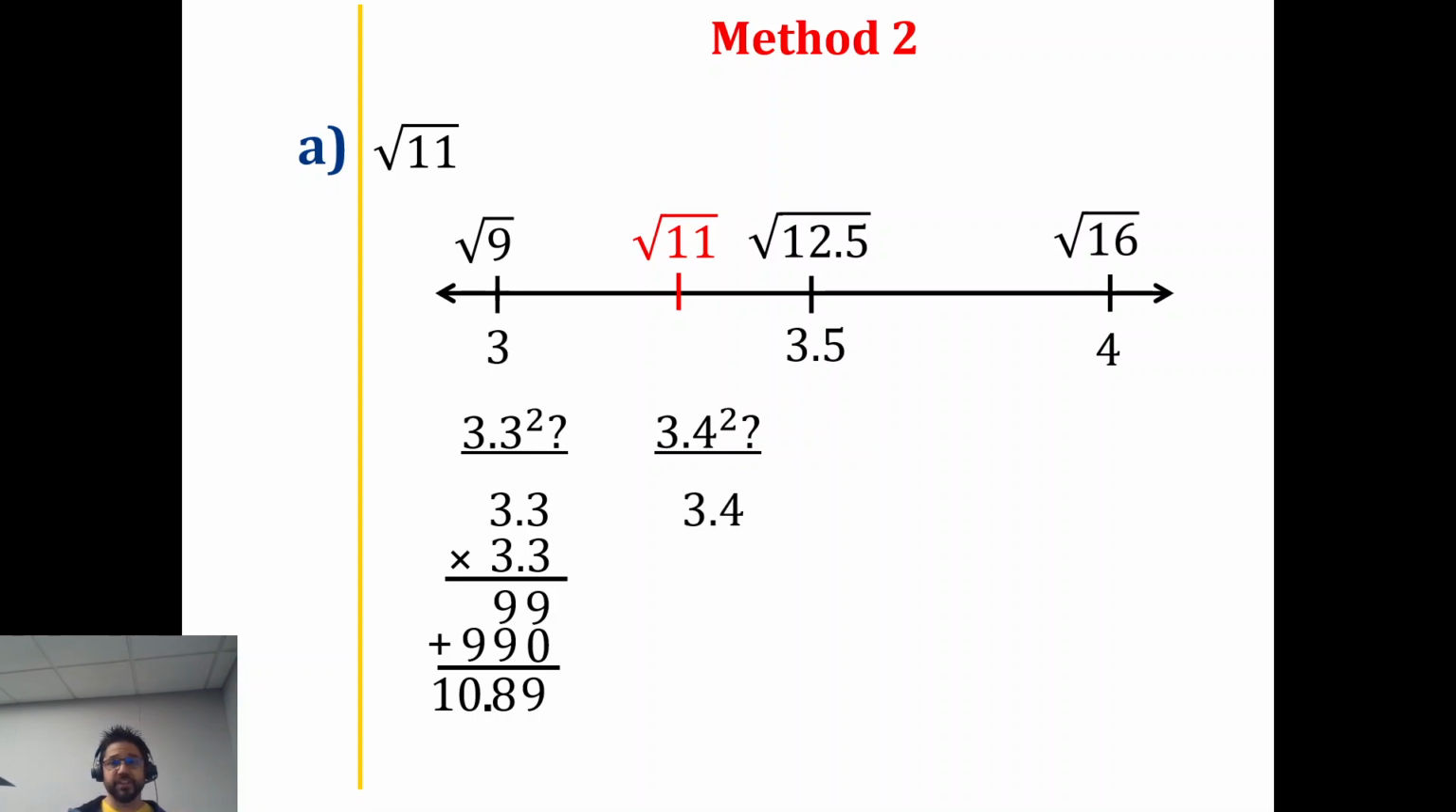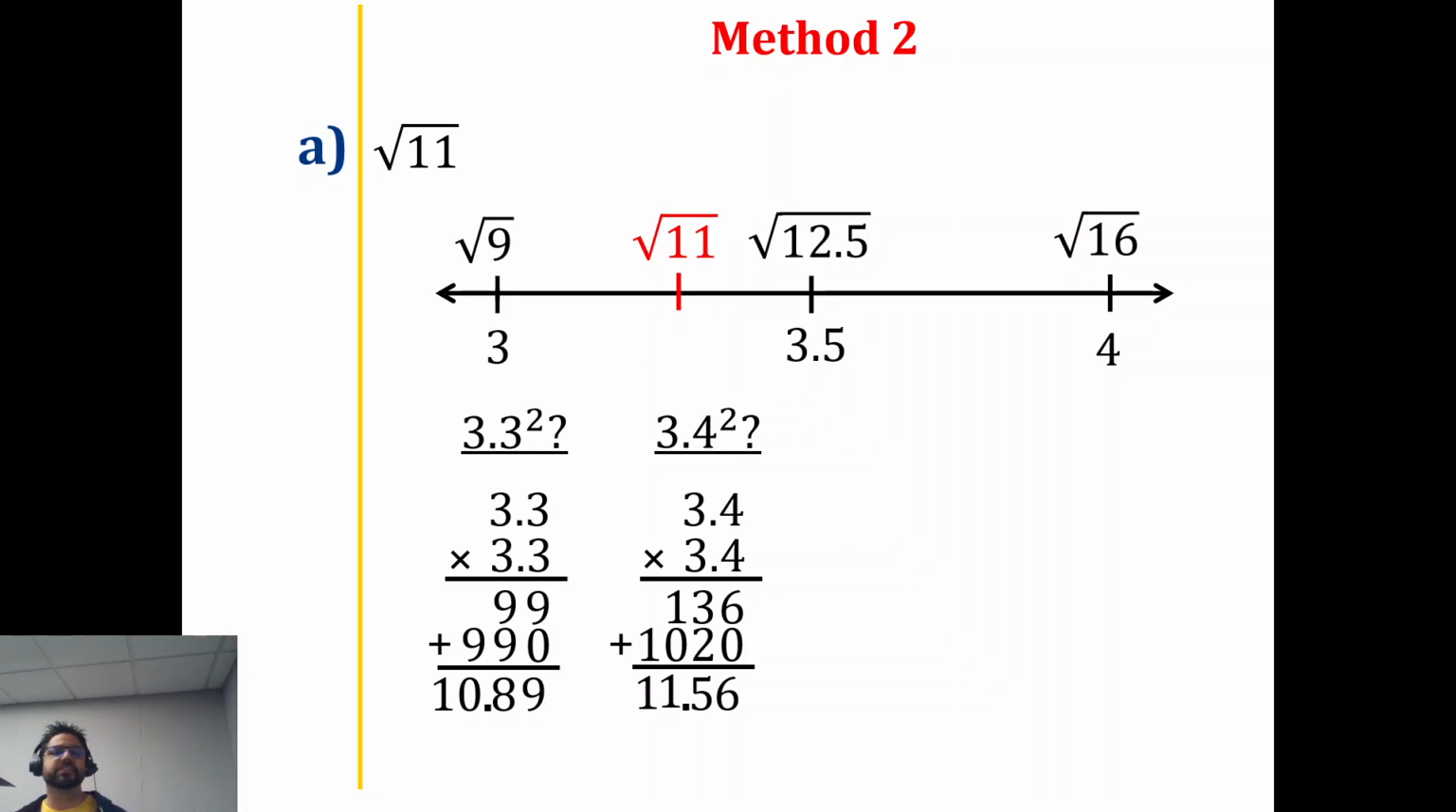But if I were to check 3.4 and I do all my good multiplication, I would actually get a number that's a little bit bigger than 11. So it's kind of like that Price is Right. Maybe you've seen that before. You want to get as close as possible without going over. So if I were to guess my answer of 3.4, that would have been a little bit too high.